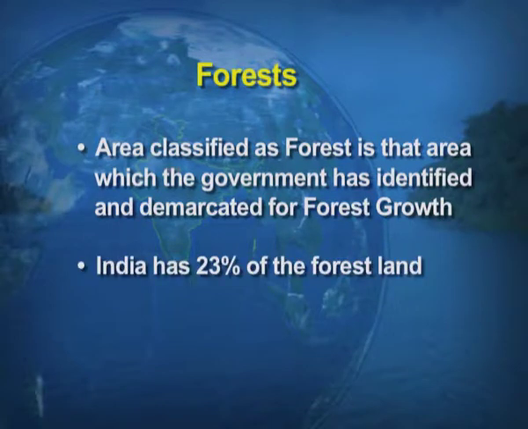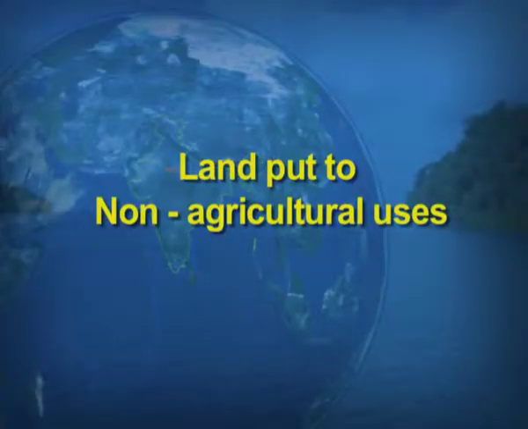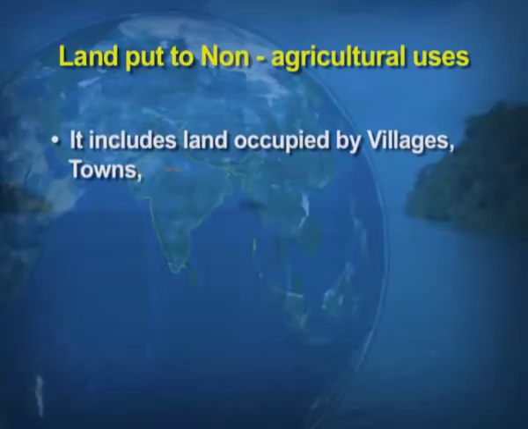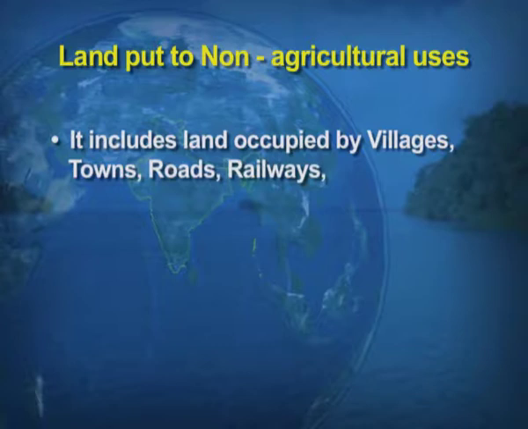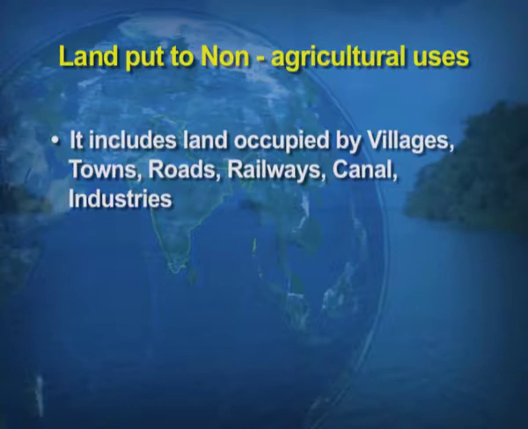Dear children, India has 23% of the land under forest. Now the next land use category is land put to non-agricultural uses. So what are the non-agricultural uses, children? You must be knowing that besides the agricultural land where we are growing the crops, all other uses are non-agricultural uses. For example, the villages, the towns, roads, railways or industries are all under non-agricultural uses.